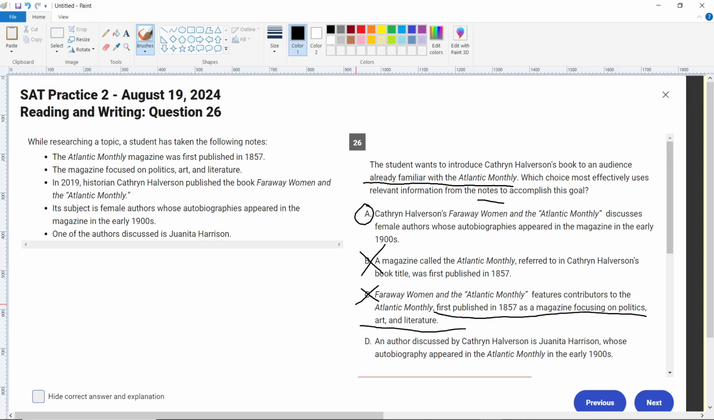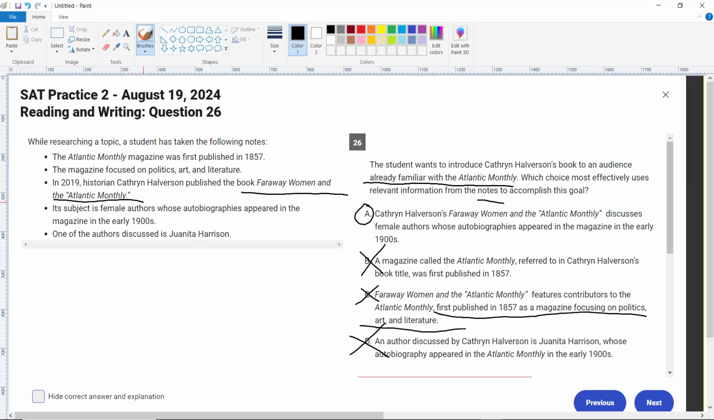D, an author discussed by Katherine Helverson is Juanita Harrison, whose autobiography appeared in the Atlantic Monthly. Not even a mention of a book. So D is out. The answer has to be A. I just want to verify that Faraway Women in the Atlantic Monthly is in fact a book. Let me find this. Here it is. It says the book, Faraway Women in the Atlantic Monthly. So A is it. I just wanted to verify it.